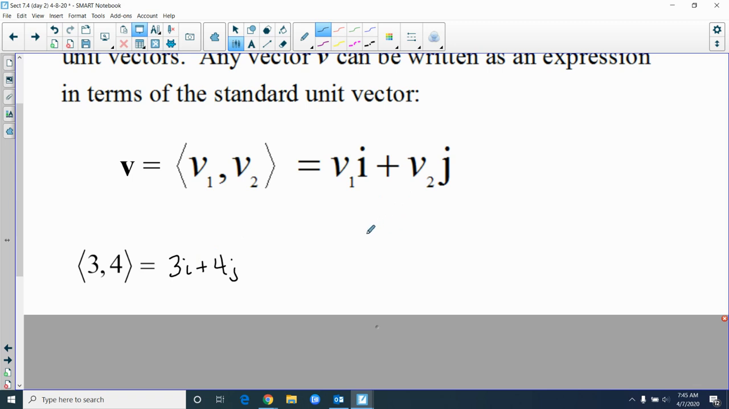Nobody ever writes this, but this is what you're saying. i is the vector ⟨1, 0⟩, plus j is the vector ⟨0, 1⟩. Well, 3 times that is just going to give you the 3 right there, and then that's going to give you the 4. It's the same representation: 3i plus 4j.